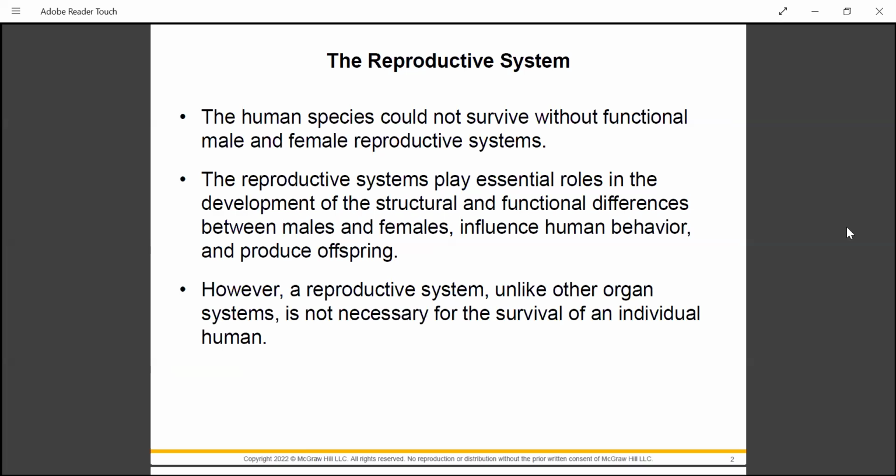So, of course, they play an essential role in the development of our offspring and also our behavior because of the presence of hormones and physical changes. And even though our reproductive system obviously is vital in the cycle of life, it's not necessarily vital for survival. So, of course, it's vital for reproductive purposes and procreation, but not necessarily vital to our survival as an individual.